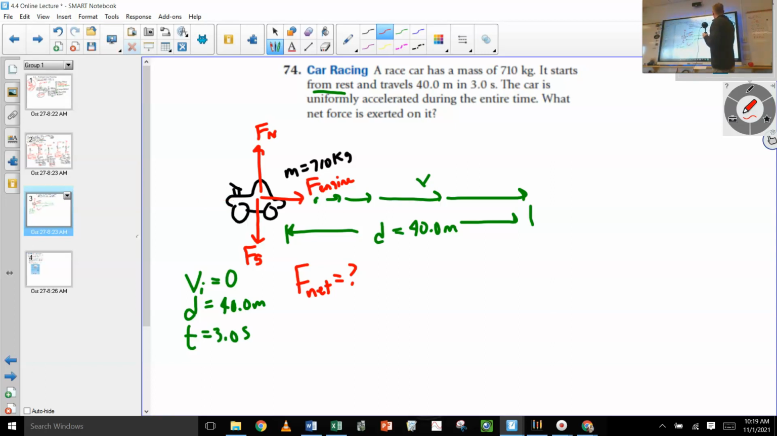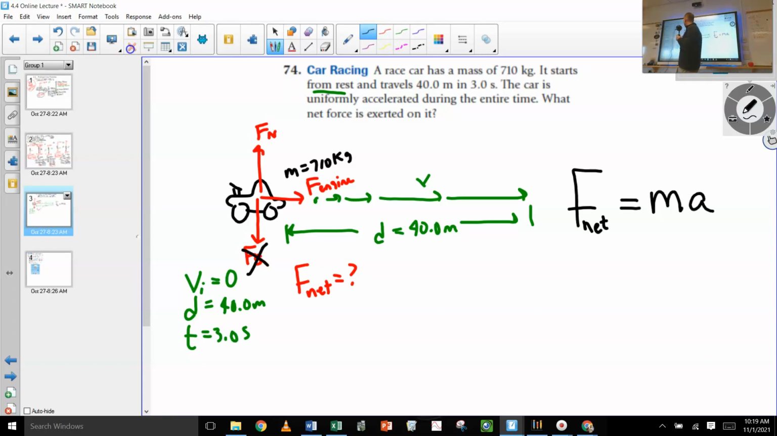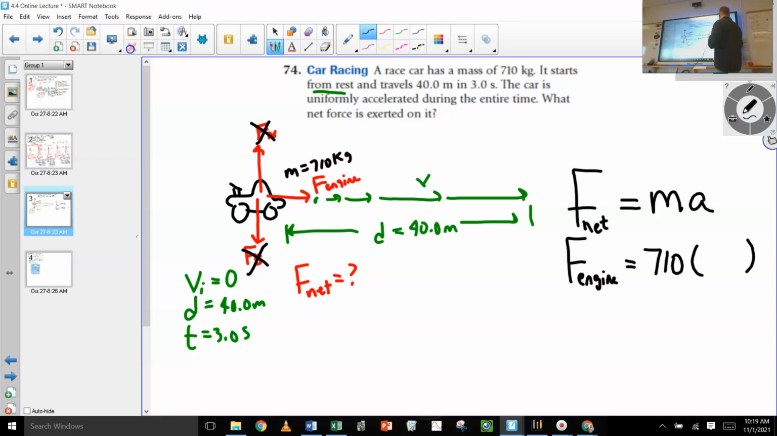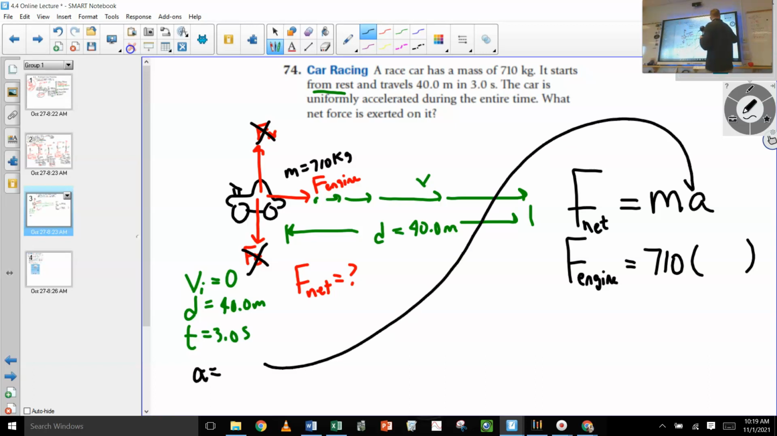So what we're going to do, we'll look for an equation that relates all these things, and it's here. And the net force, gravity cancels off the normal because they're equal and opposite. So the net force is the engine force. That's the only one left over of all my forces. So the force of the engine is the net force. My mass is 710. And then shoot, I don't have the acceleration. So, man, if I had the acceleration, I could totally do this problem.